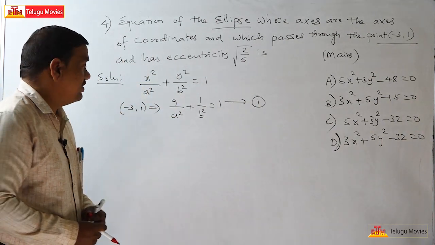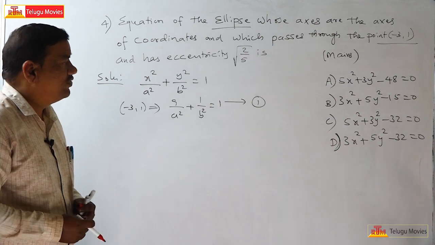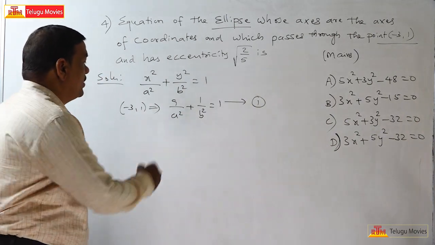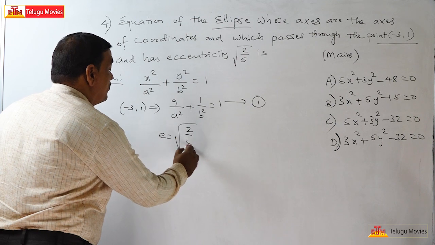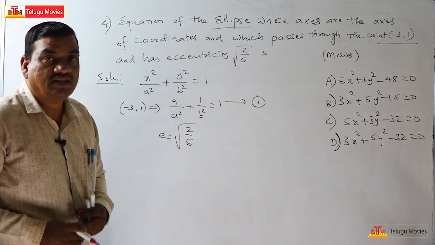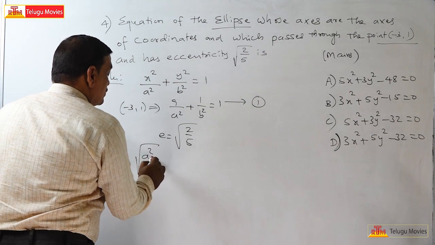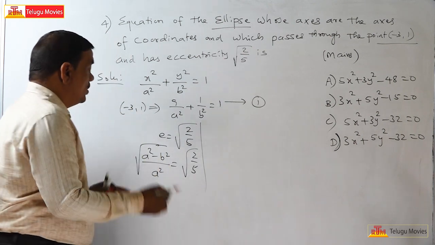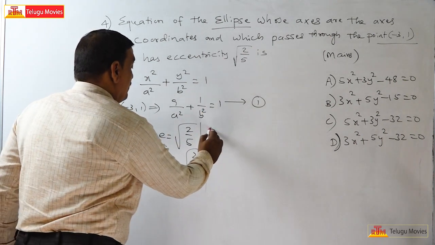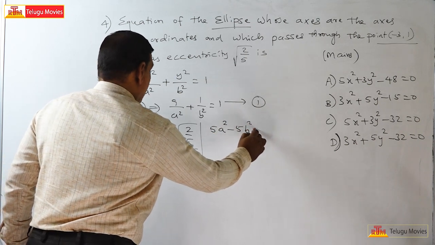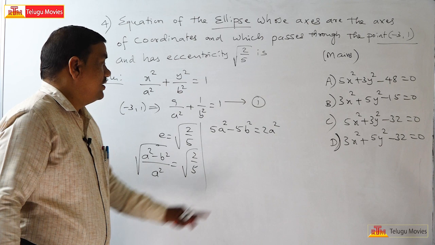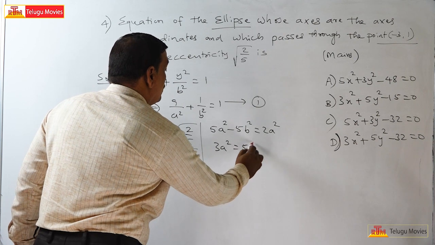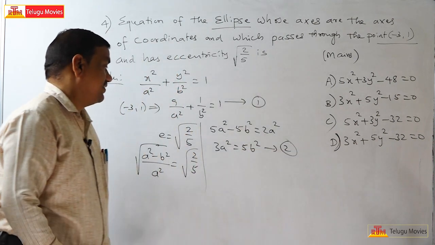Right, we got one equation in a square and b square. Then we require one more equation. For that eccentricity is given. What is the eccentricity given? So, e is equal to under square root of 2 by 5. What is eccentricity? Eccentricity is given by root of a square minus b square by a square is equal to root of 2 by 5. Now, squaring on both sides and cross multiplication, we will get 5a square minus 5b square is equal to 2a square. Take 2a square to the left hand side. So this is equal to 3a square is equal to 5b square. Call it as second equation.